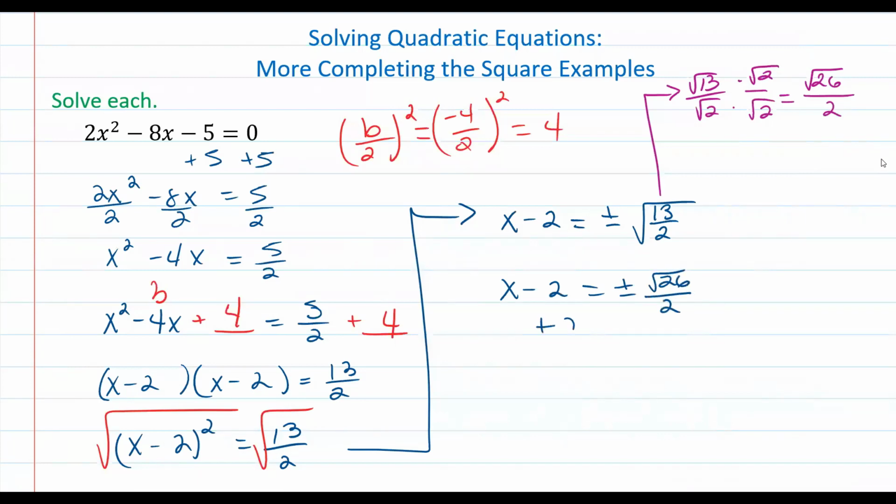Now I'd like to add 2 to both sides. So this will be x is equal to positive 2 plus or minus the square root of 26 over 2. So that is a perfect exact answer, and that's what I want. Now you could, if you'd like to, rewrite this so it's all over 2. So you have this one fraction, so x is equal to 4 plus or minus square root of 26 all over 2. Both of these are correct solutions, and either one should be acceptable. All right, guys, good luck.